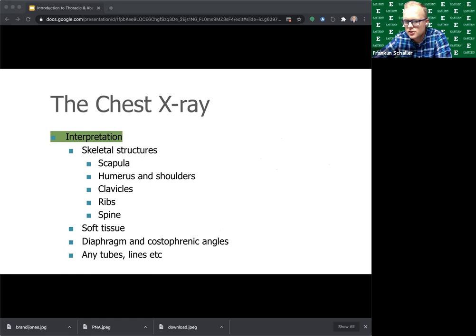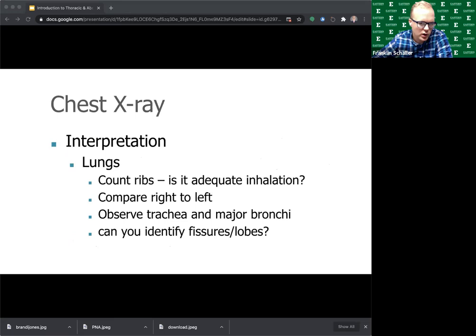You'll see a lot of skeletal structures when looking at a chest x-ray. So we have the scapula, the humerus and shoulders, the clavicles, the ribs, the spine, a decent amount of soft tissue, again, the diaphragm and the costophrenic angles. And then if the patient has any tubes, lines, things of that nature, maybe they're hospitalized, we'll see those things as well. Thinking about the lungs, we're looking to see was there adequate inspiration when the exam was taken; you'll want to count the ribs to see if it was adequate. You'll compare the left lung to the right lung. You'll, of course, observe the airway and the trachea, major bronchi as well, and see if you can identify the fissures and the lobes.